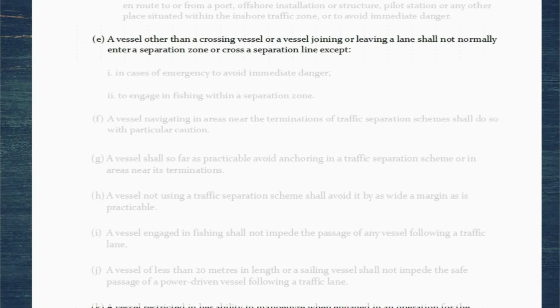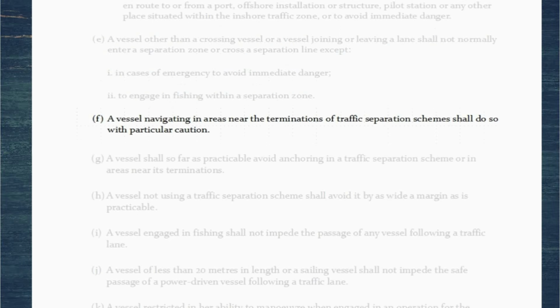A vessel other than a crossing vessel, or a vessel joining or leaving a lane, shall not normally enter a separation zone or cross a separation line, except in cases of emergency to avoid immediate danger, or to engage in fishing within a separation zone. So this goes back to that first paragraph where it says vessels need to normally keep clear of separation lines and separation zones.